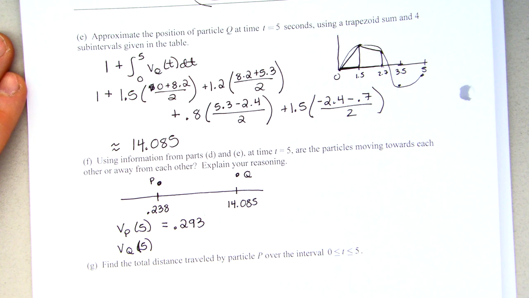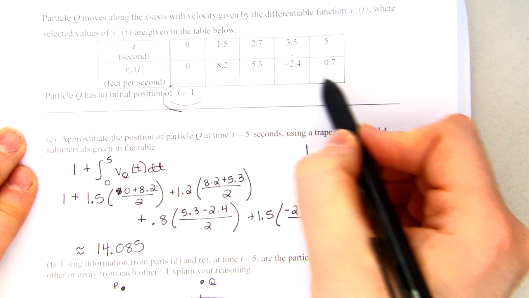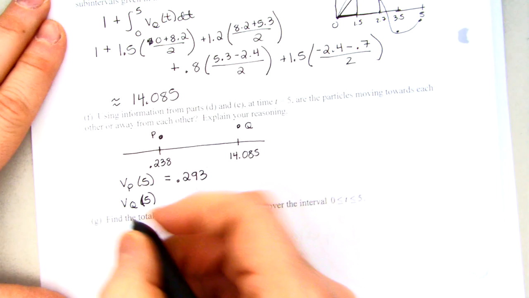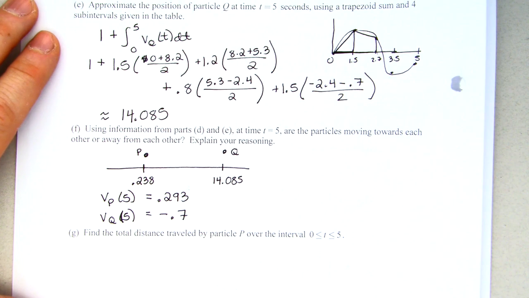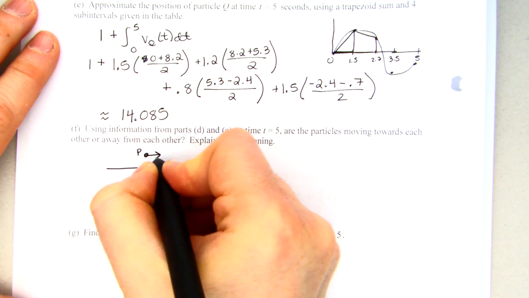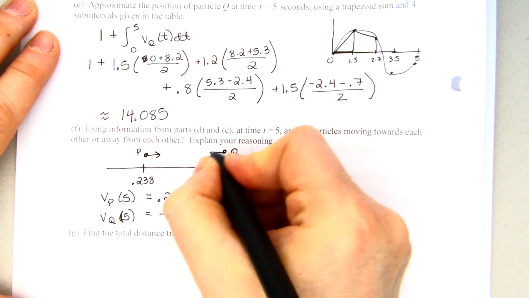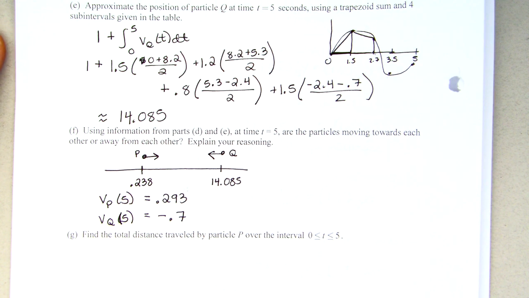How do you find the velocity of particle Q at time 5? Oh, we're just pulling it straight from the table. Velocity of particle Q at time 5 is negative 0.7. So particle P is moving to the right. Particle Q is moving to the left. I think you can probably see it now. Towards or away from? Towards.